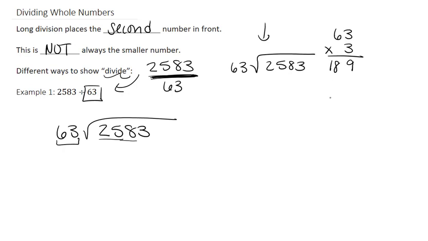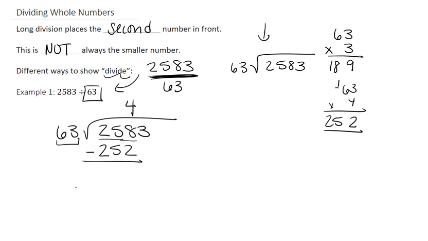So we get 189. Let's go 63 times 4. Now 3 times 4 is 12. Carry the 1. 6 times 4 is 24, plus this 1 is 25. So 252. So this 252 is pretty close to 258. So 63 can go into 258 4 times. So we put it above the 8. And we're going to put 252 below, and we're going to go ahead and subtract.